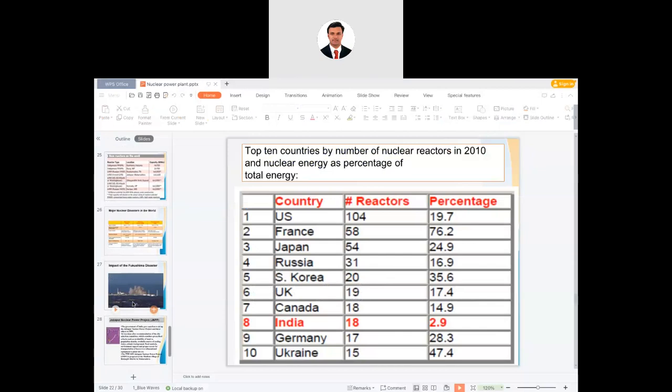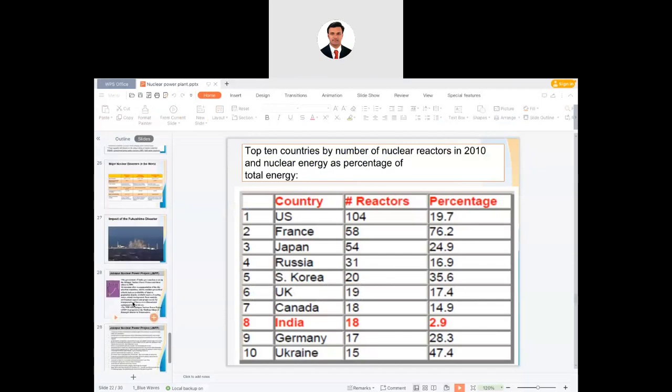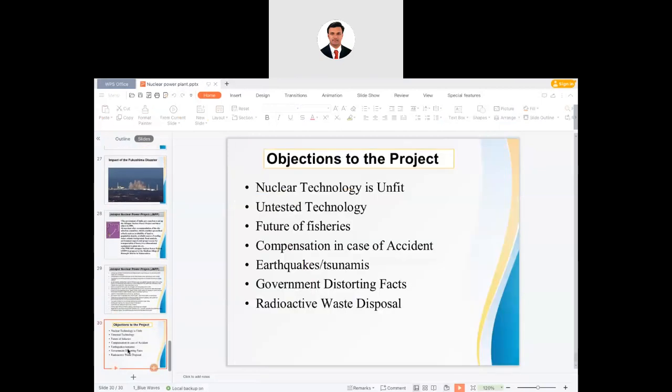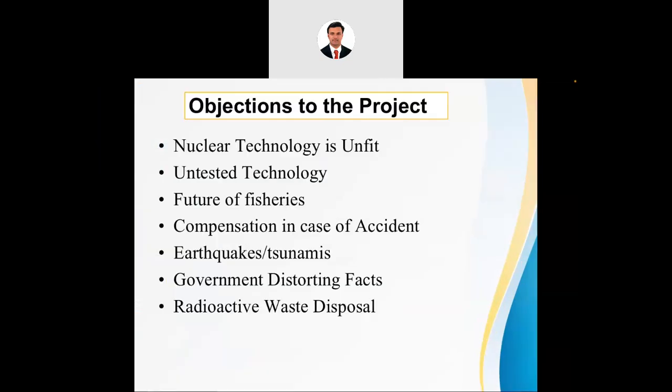It has different concerns. Whenever we use a nuclear power plant to generate electricity, most of the concerns are about safety. Okay, so if you saw the objections raised whenever we consider the construction of the Jaitapur project, a nuclear power plant: the first one is that the nuclear technology is unfit, they said. Then untested technology, and the future of fisheries. Whatever waste comes out from the nuclear power plant goes directly into the ocean. So the future of fisheries is also one of the major problems.